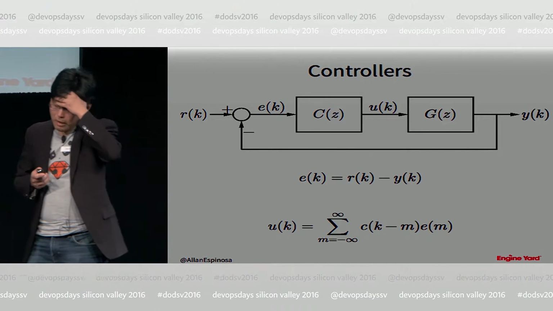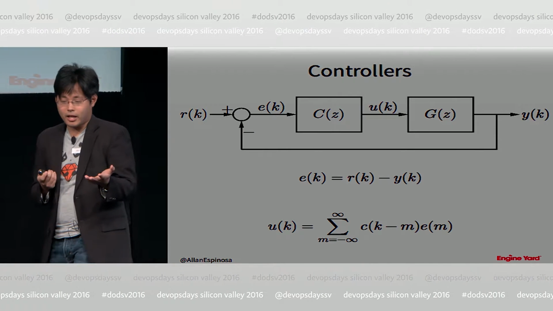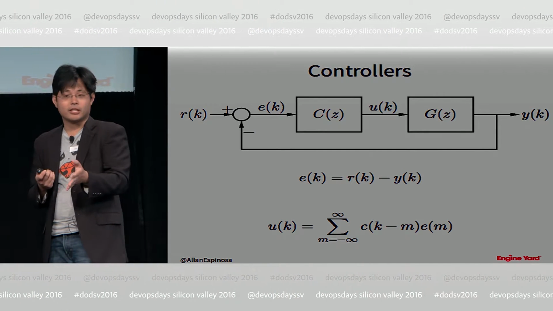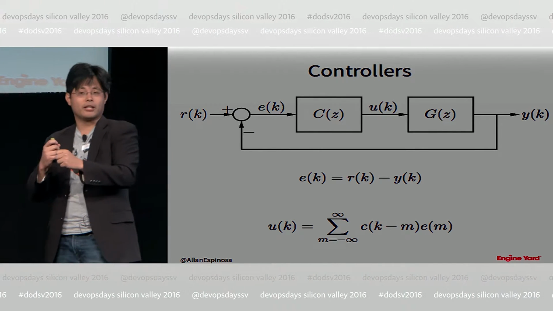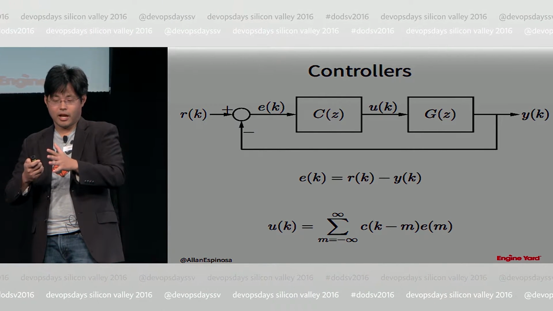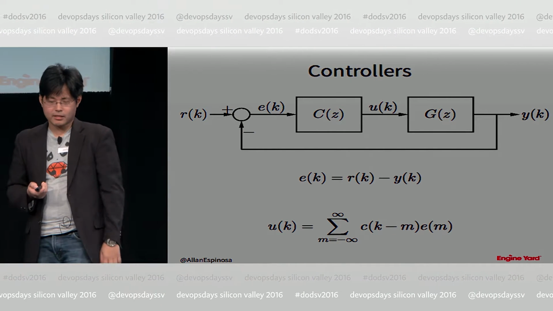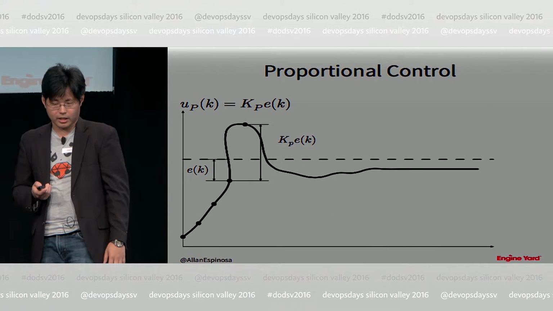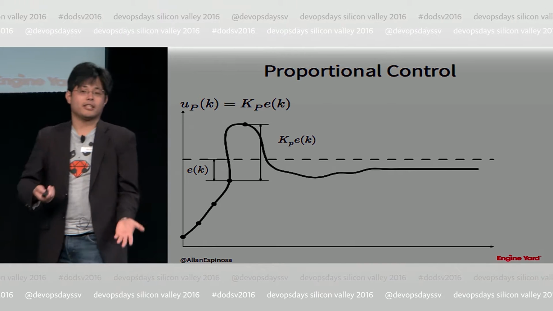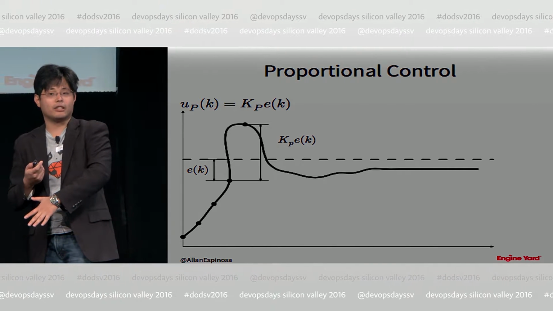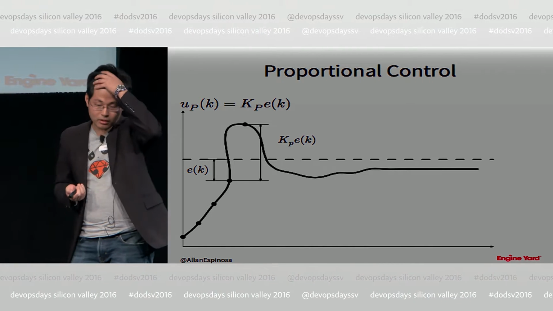Okay, let's go back to how you implement controllers. So you have your r of k, which is your target CPU utilization, and then your current utilization. You compare them to get the error. And then after that, you apply your controller. Simple. There are a few kinds that are applied. First, there's proportional control, where your number of instances is proportionally related to the difference in your CPU utilization, which is found here.